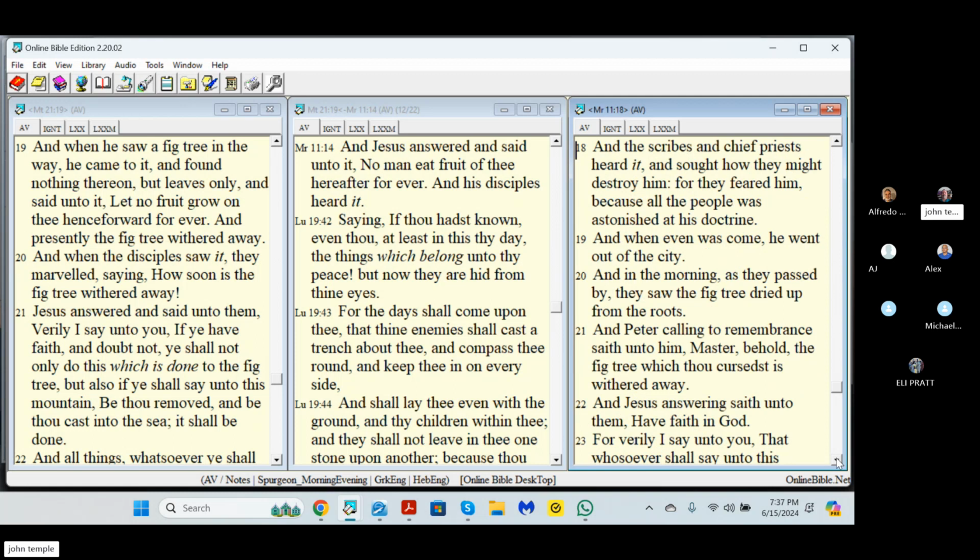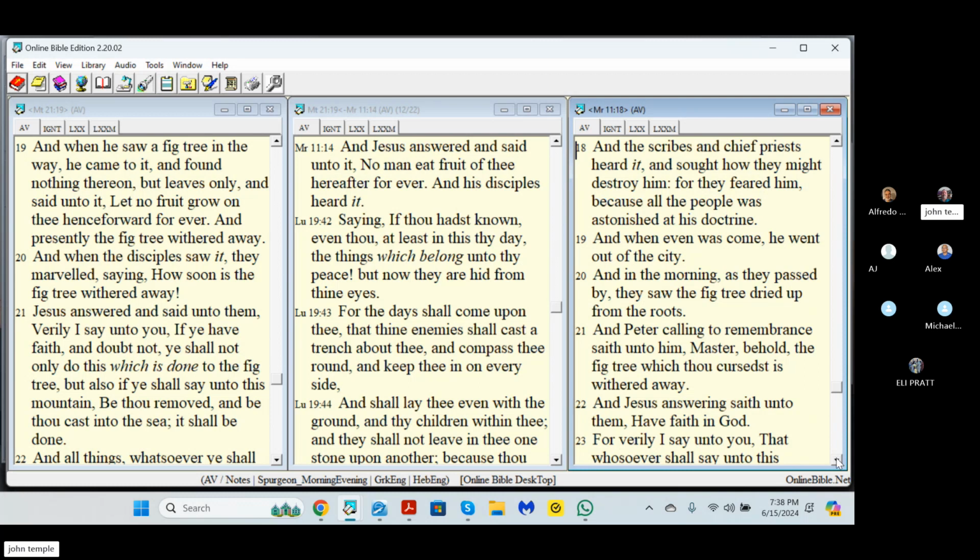And when even was come, he went out of the city, and in the morning, as they passed by, they saw the fig tree dried up from the roots. So you're talking about a day later, they noticed it. But here in Matthew 21:19, it was presently, immediately, the fig tree withered away.